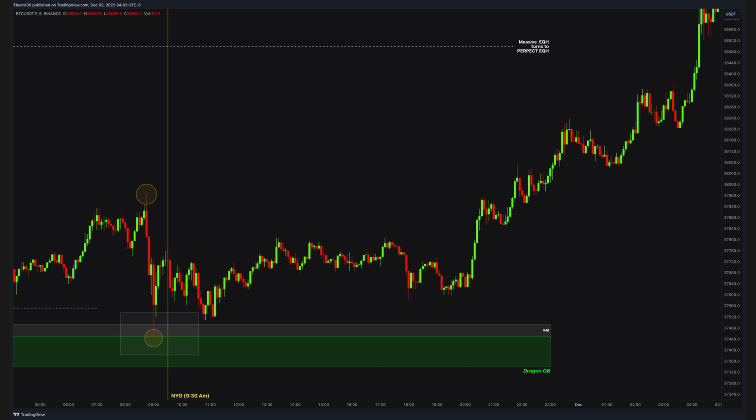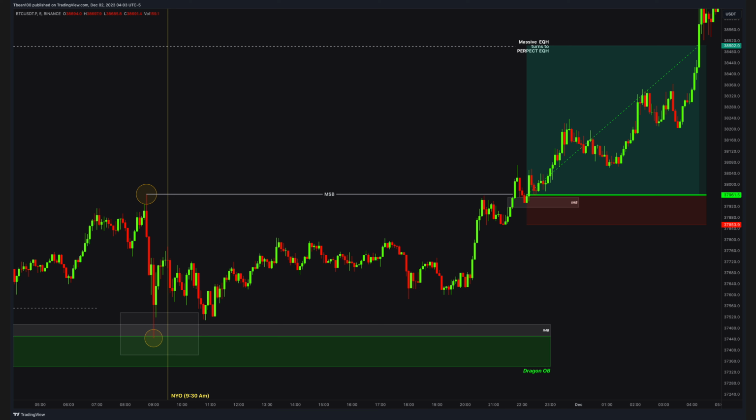Remember, every single time frame has its own structure. From the 5-minute perspective, market structure happens between these two levels. And this was the true 5-minute MSB. Price was already extremely bullish. I directly jumped to trade right here.